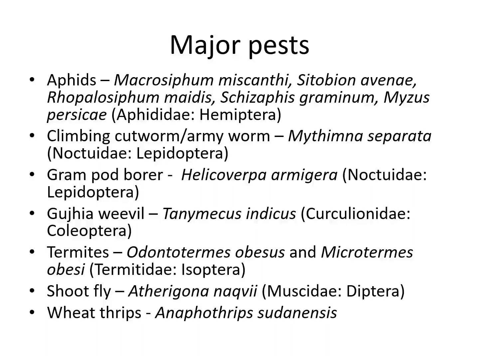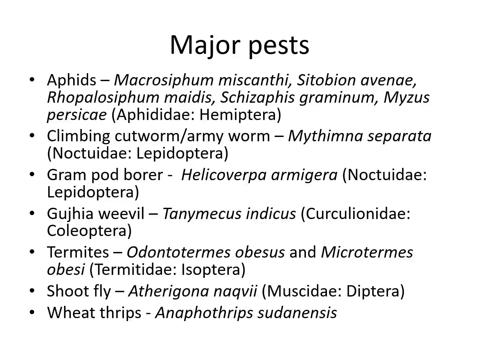Then we have a pest called the Gujia weevil, that is Tanymecus indicus. It is a weevil belonging to the family Curculionidae. This Gujia weevil damages the crop at the early stages, in the seedling stage. It's specific to wheat. The next one is termites, Odontotermes obesus and Microtermes obesi. This pest can be considered the most serious pest of wheat.